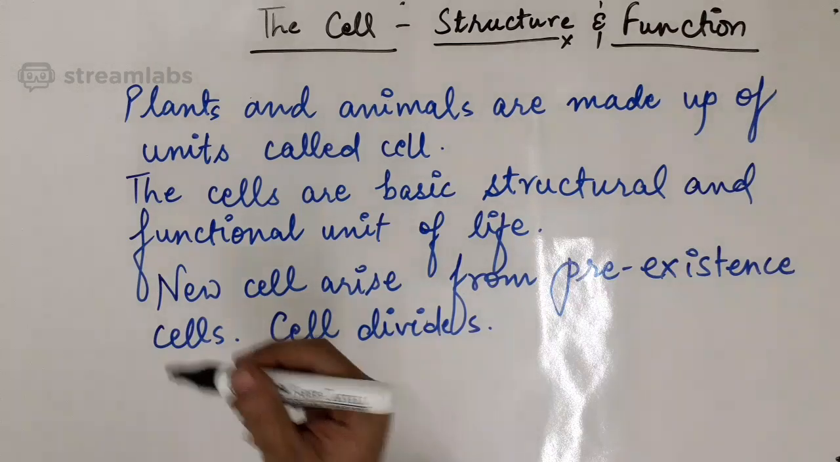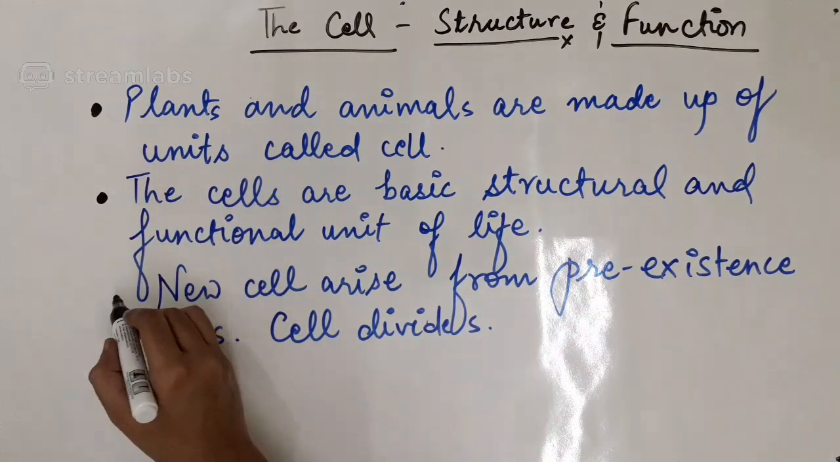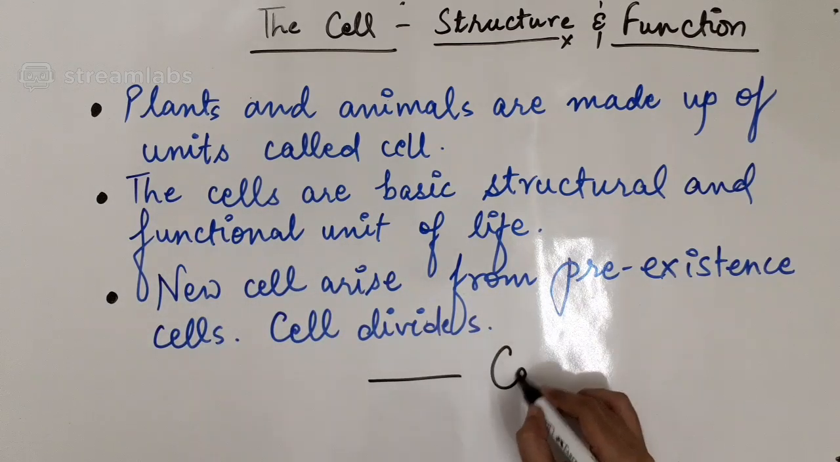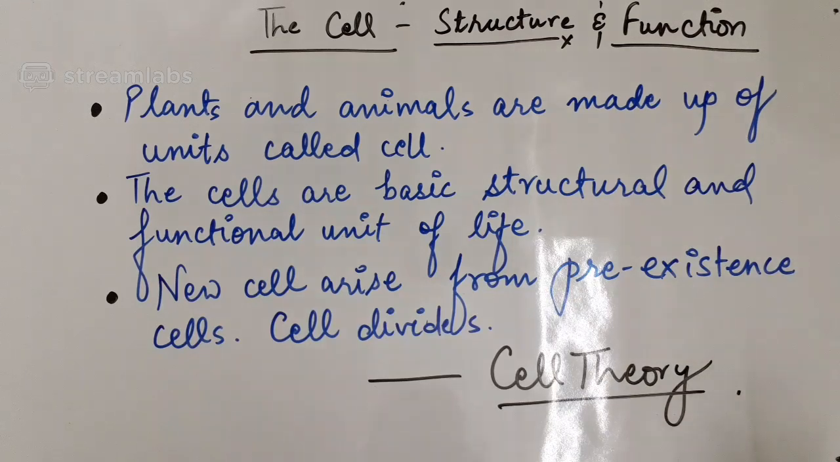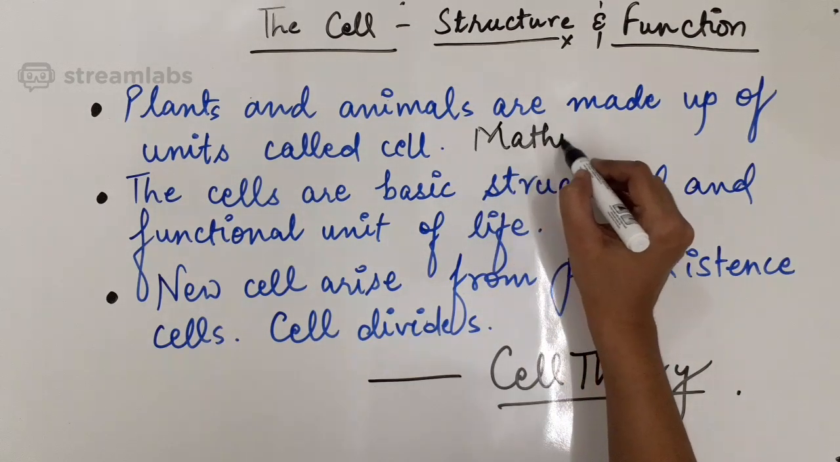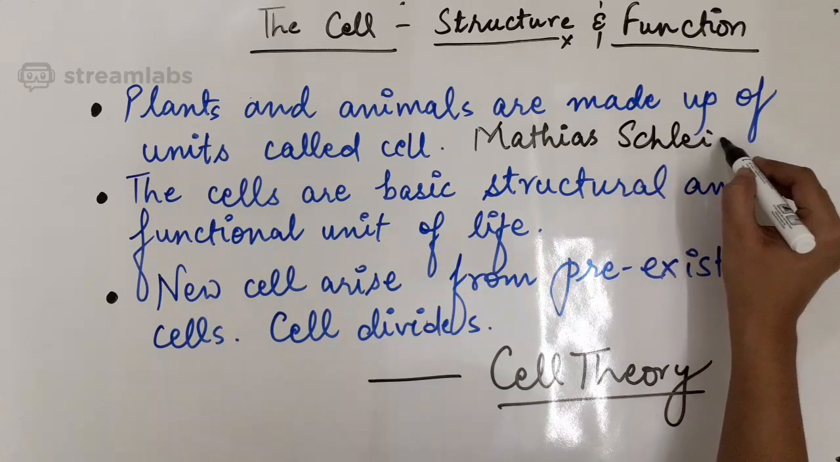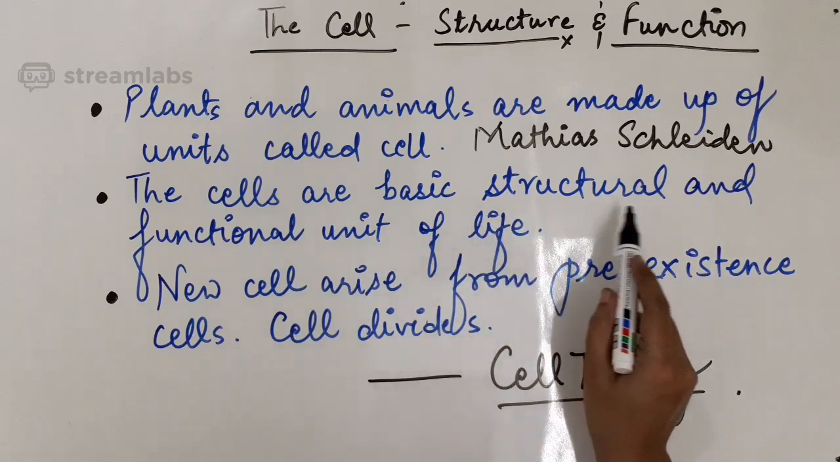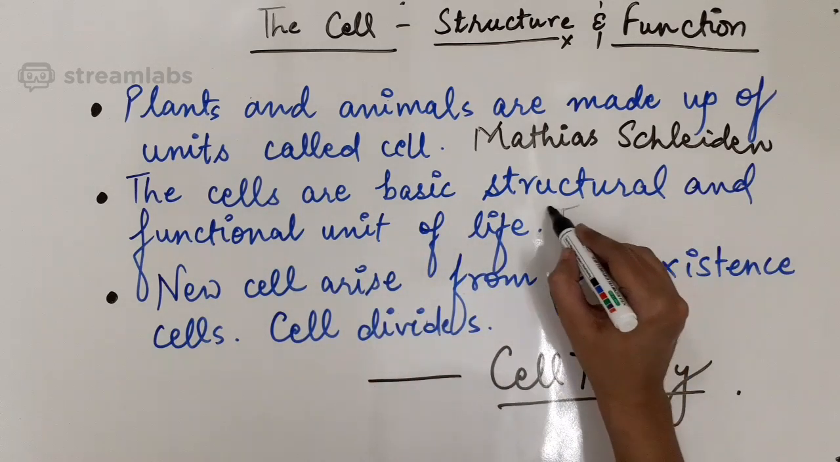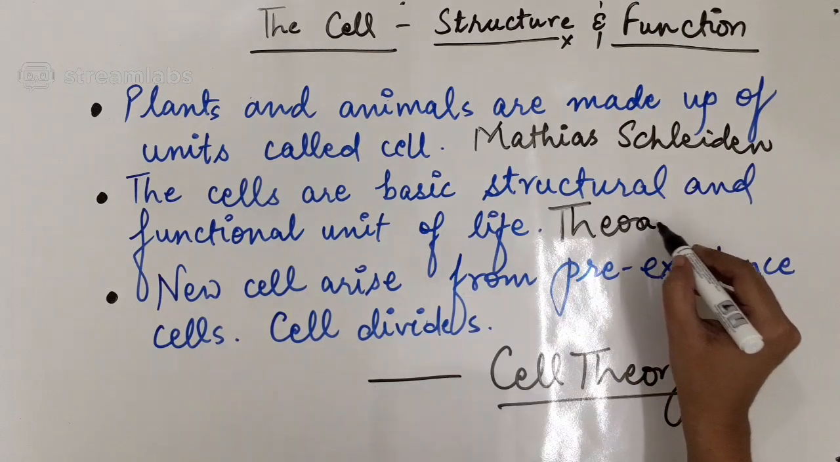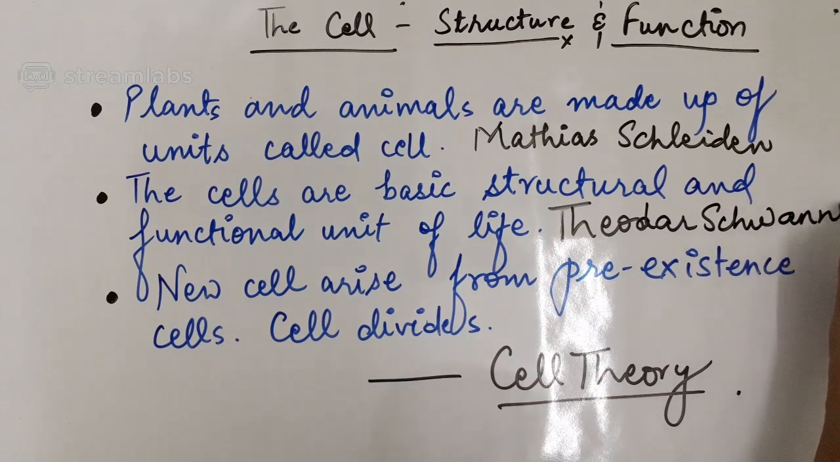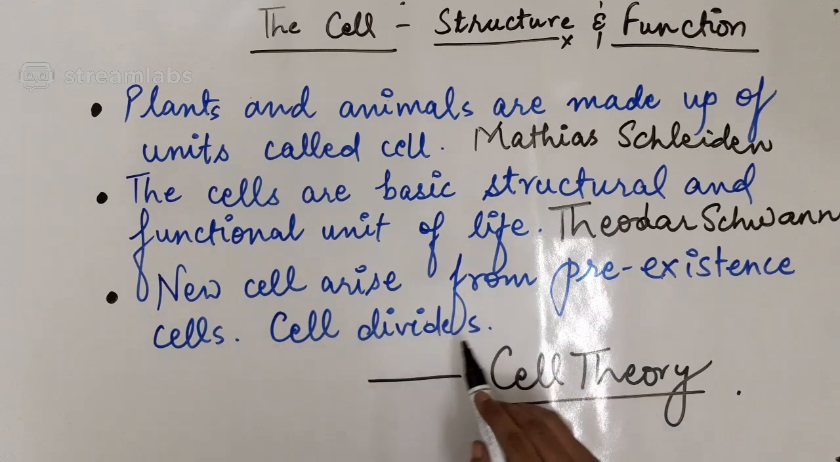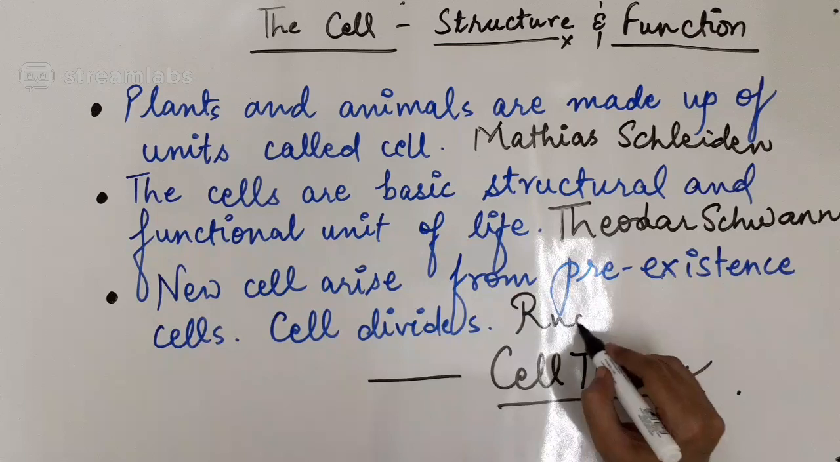These are the basic points postulated by different scientists constituting our cell theory. Cell theory was given by three main scientists. First was Matthias Schleiden. Next point, that the cells are the basic structural and functional unit of life, was given by Theodor Schwann. And the last point, that new cells arise from pre-existing cells or the cell divides, was given by Rudolf Virchow.